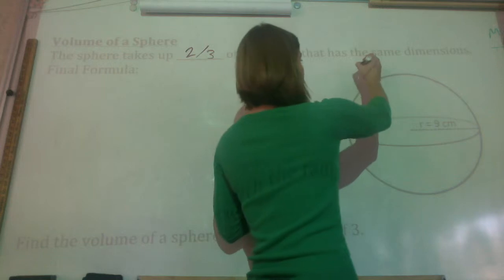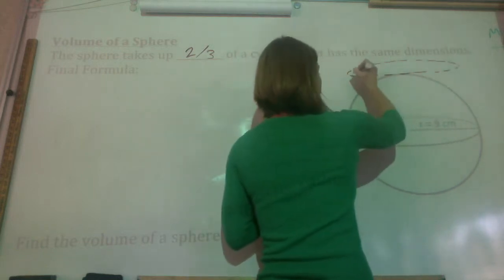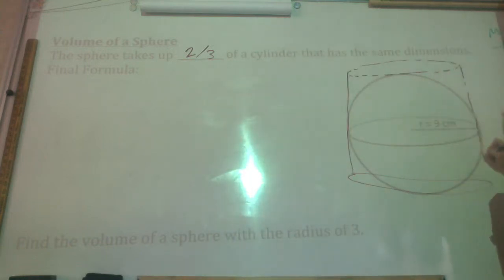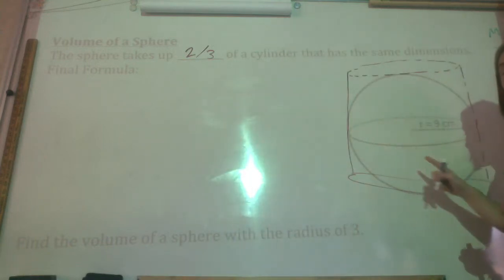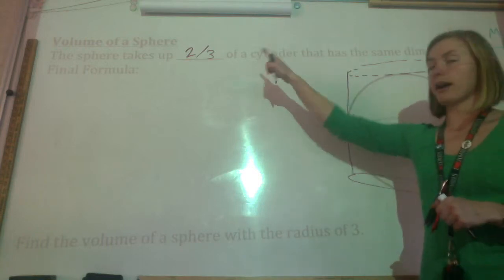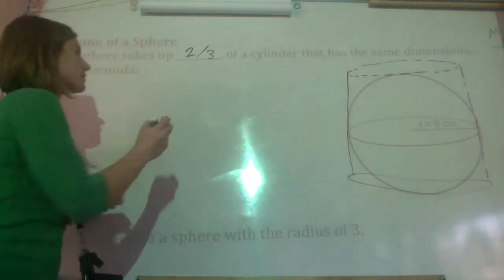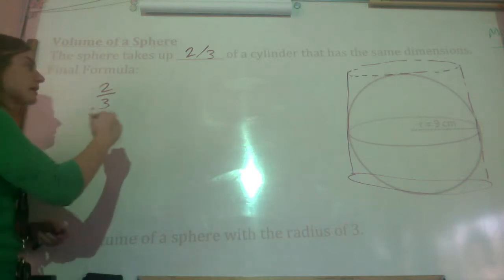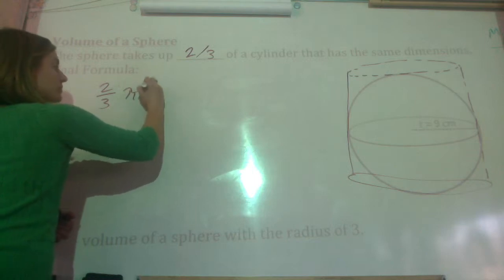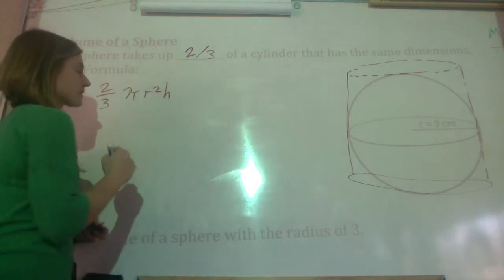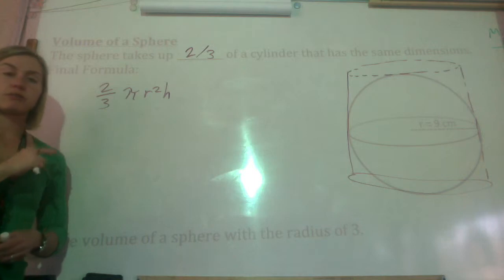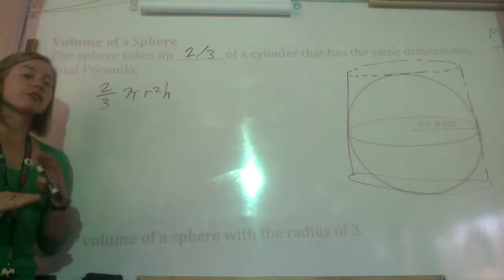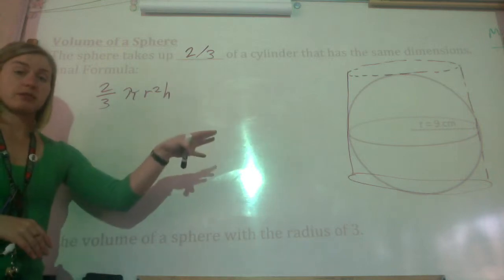So I'm essentially thinking about this as having the same dimensions as a cylinder that fits around it, but then I'm going to multiply it by 2/3. So it's going to be 2/3 of that cylinder formula. So remember, the cylinder formula is pi times radius squared times the height. Now you can just remember this formula if you want, but there's actually a more simplified formula, and it's the one that you're always going to see if you ever look up volume of a sphere.